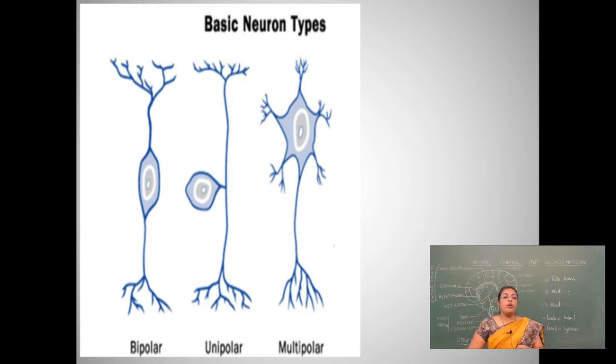The multipolar neuron diagram is important. It will come for 5 marks. Multipolar means many dendrites arise from the cell body, but only one axon is there. That is about multipolar neurons, seen in the cerebral cortex.